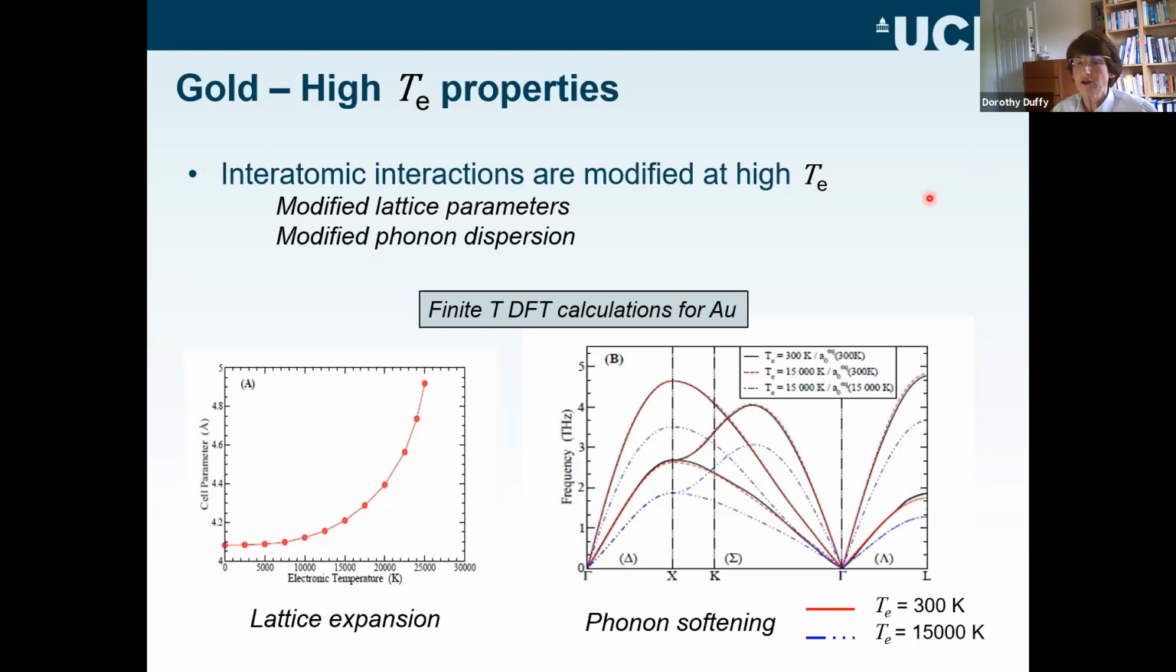Another thing you can look at is the phonon dispersion curves. At room temperature, we see there's a red curve here. If you do it at the excited state temperature, in which case it's 15,000 Kelvin for the electronic temperature, you can see that the phonons are softened across the board. So this seems to suggest that somewhere between 10,000 and 20,000 Kelvin, we should modify our interatomic potentials if we want to do these types of simulations.